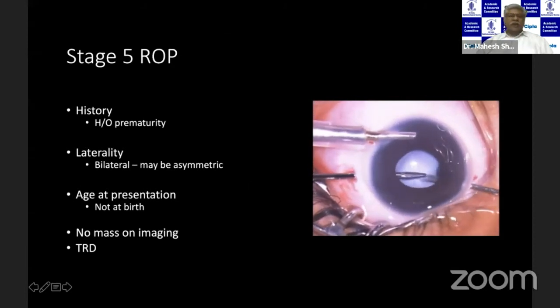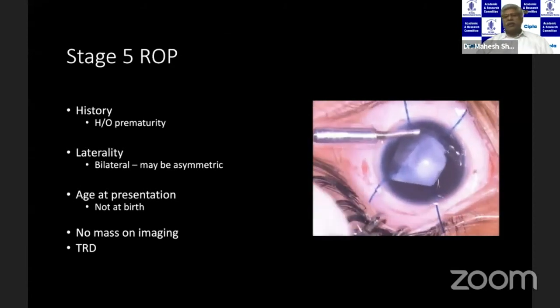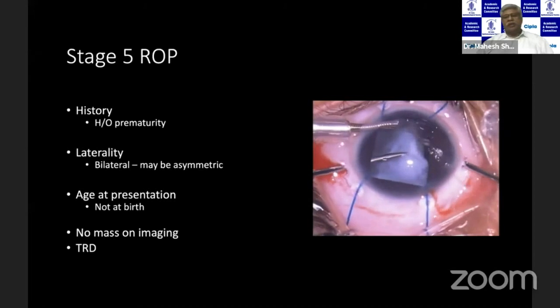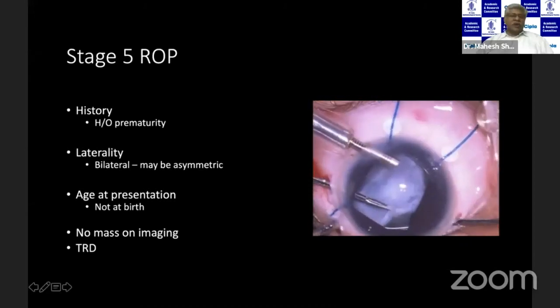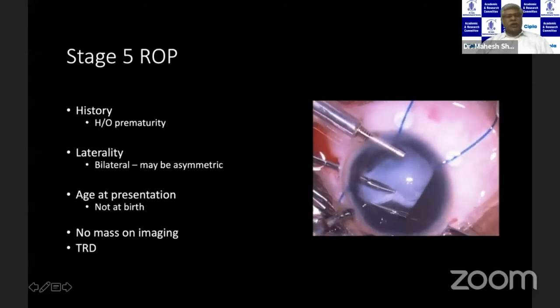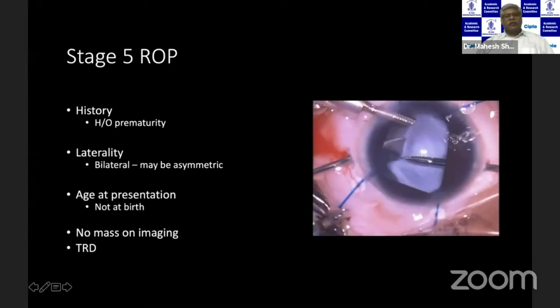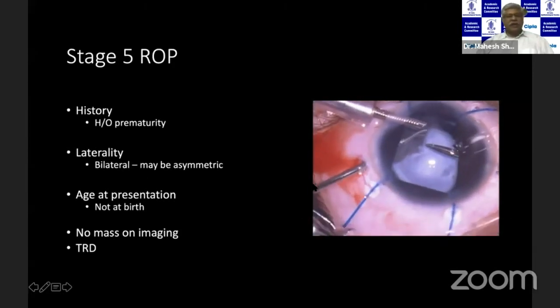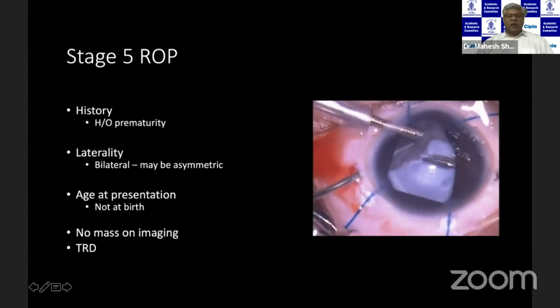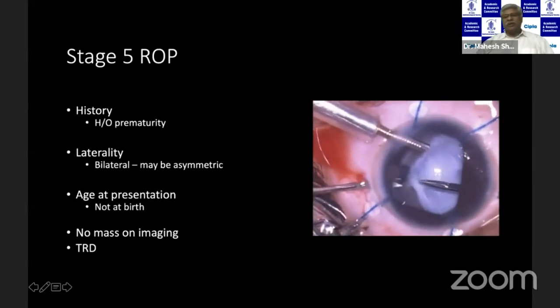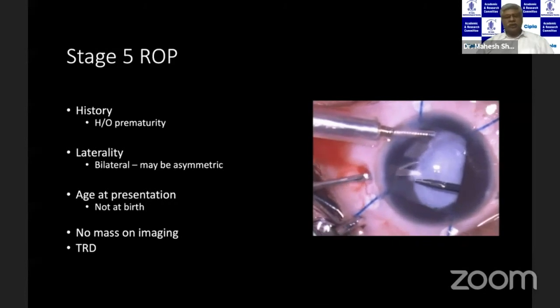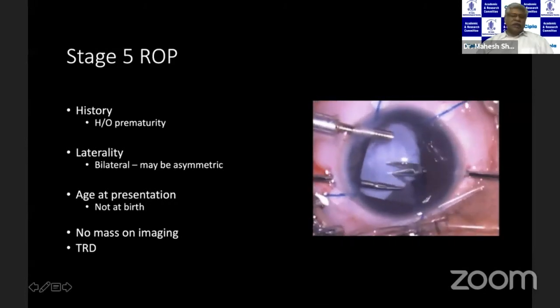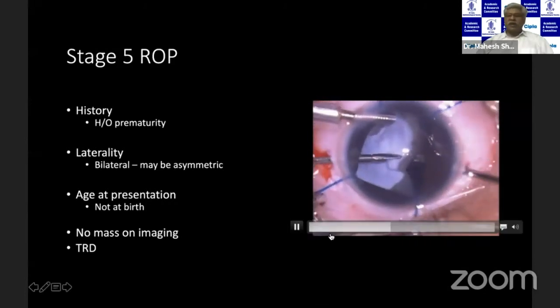Another cause of white reflex is stage 5 ROP. We heard about this in the elegant lecture by Dr. Mangat Dogra. So in history, there will be history of prematurity. And ROP stage 5 is usually bilateral, but they can be asymmetric. So one eye can be stage 5, the other eye can be a much lesser stage. And ROP stage 5 doesn't occur at birth. It usually occurs subsequently. It's a progressive disease.